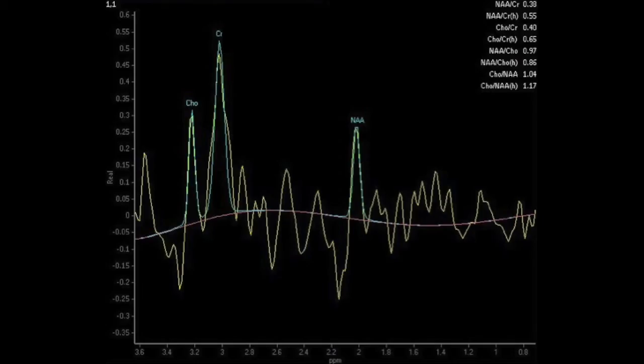Frequency shift is determined according to a reference molecule, which is called tetramethylsilane, which is shown in the graph as NAA. The spectrum also shows the concentration of metabolites in peaks. The area under the curve of a peak gives us the concentration of each metabolite, and the width of a peak is determined by the T2 star relaxation of that metabolite.